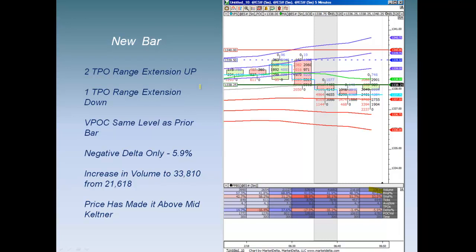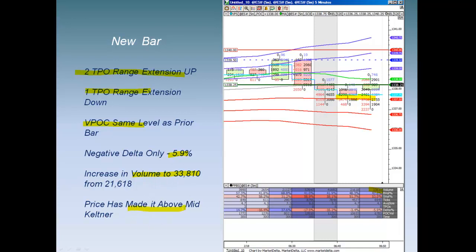So we get a really nice wide range bar relative to the two before it. Now we need to compare the expansion or the extension that occurred to the upside versus the extension that occurred to the bottom side. And we find that we got 2 TPO range extension up and only 1 to the downside. So definitely we are favoring a bullish sentiment here. Now let's take a look at the volume POC. It's at the same level as the prior bar. Notice where the cyan line is on both bars. The negative delta is minus 5.9, so it's not a very high percent. We get that nice increase in volume, about 1/3 higher.